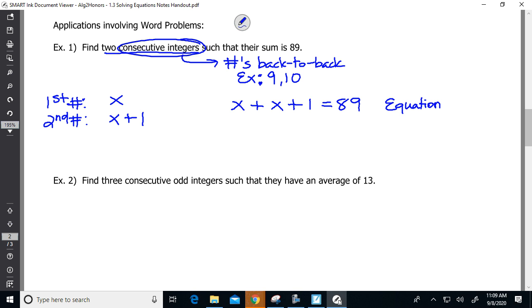Why did you do x plus 1 for the second number? So consecutive means you need the next number that came after it. To go from 9 to 10, you have to add 1. I don't know what the first number is, but if I'm going to get to the next number after it, I have to add 1. So that's why the second number is x plus 1.